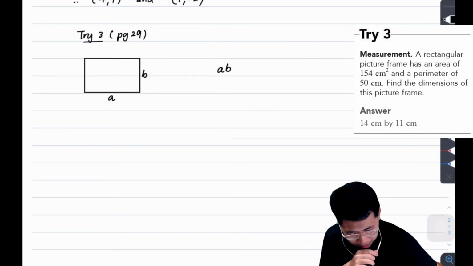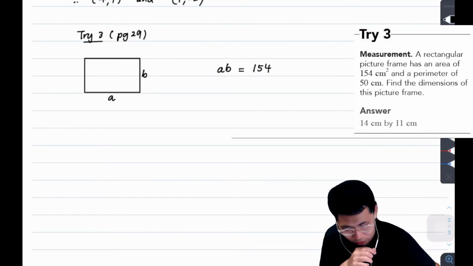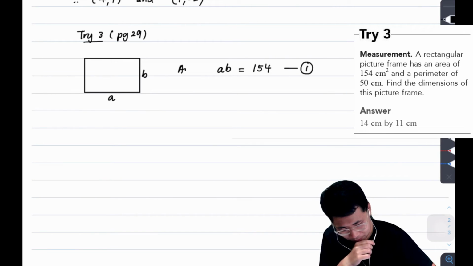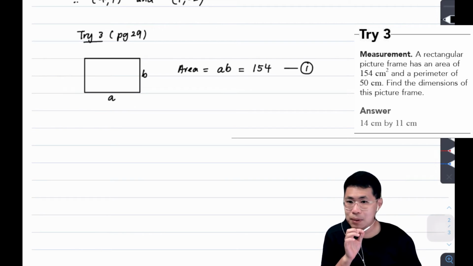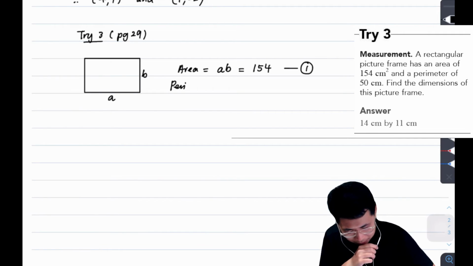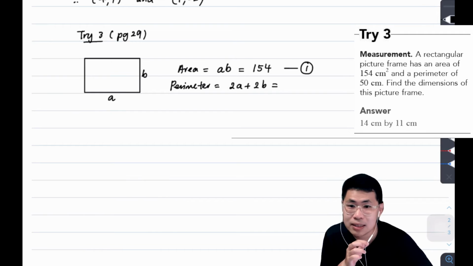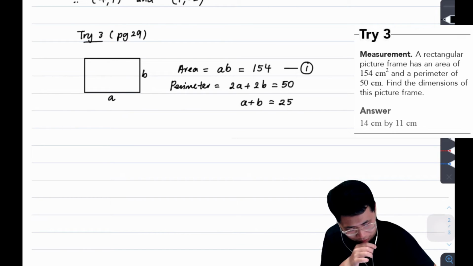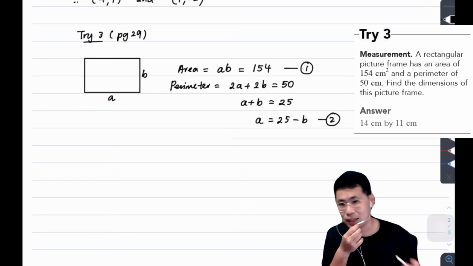So area AB is going to be equal to 154. Equation 1: AB equals 154. Now the perimeter. How will I look for the perimeter? It would be 2A plus 2B. The perimeter is given as 50 cm. So 2A plus 2B, I can divide by 2. So A plus B gives me 25. So I will take A equals 25 minus B. This is my equation 2 over here.